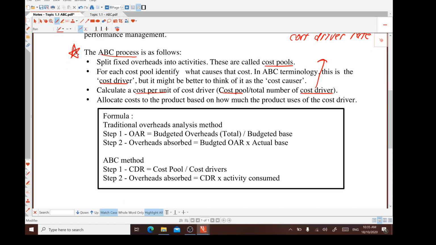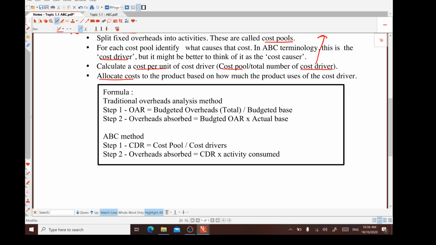Now we're trying to allocate the cost to the product based on how much the product uses of that cost driver. You see that? So when you allocate the cost, you have to multiply with the activity volume, and we'll get to see that shortly. Okay, so conclusively, we can make a comparison, the formula right here for the first and the second part.